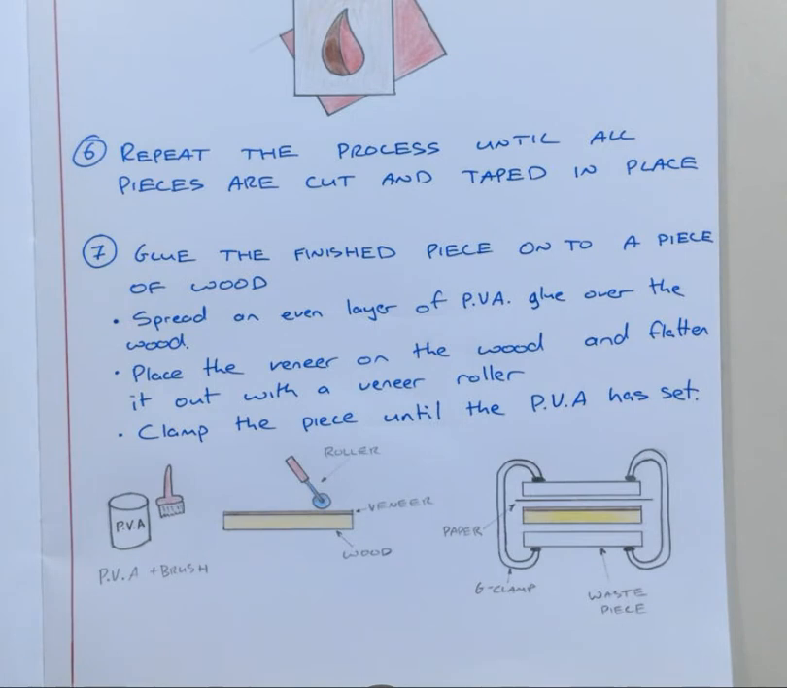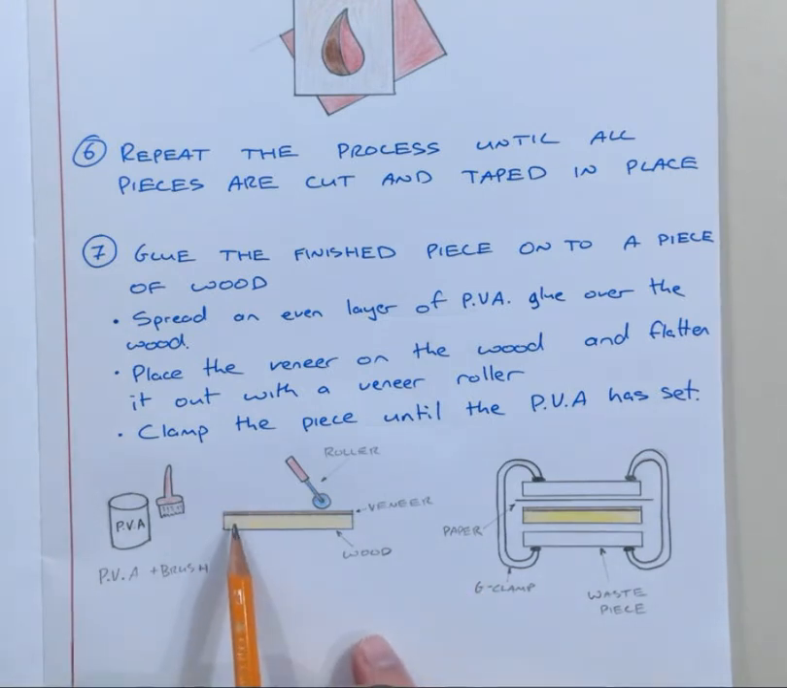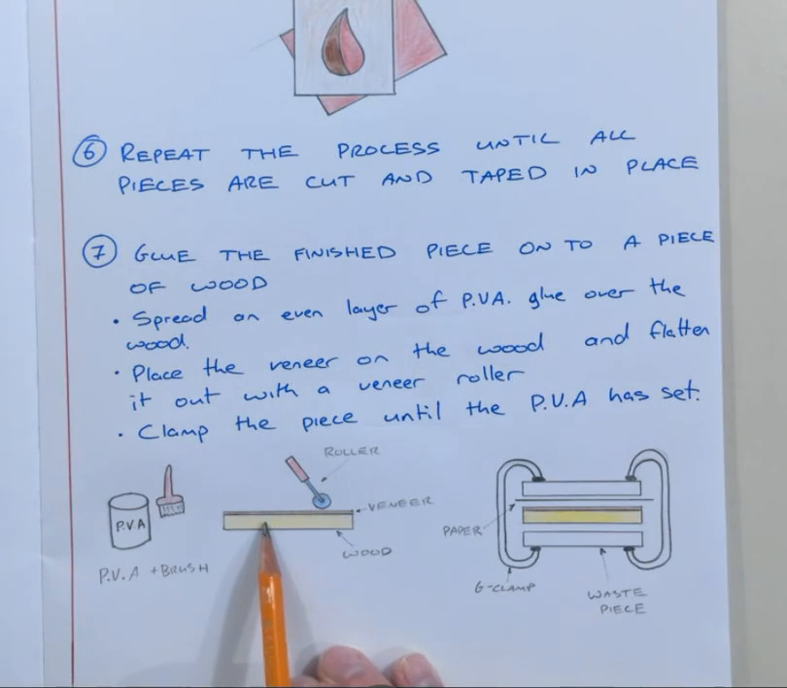Number 7 then, glue the finished piece onto a piece of wood. And to do that, what we're going to do is take our veneer and put it onto a backing piece. So we have our veneered section. So this is the backing veneer with all the little small pieces taped in like your jigsaw. We're going to glue that onto a piece of wood. The piece of wood could be a tabletop or the top of a jewellery box or any piece of wood at all.